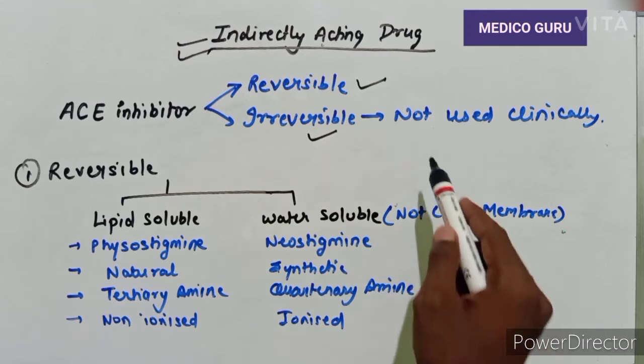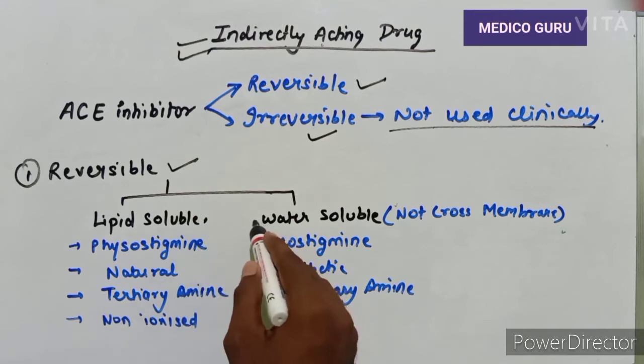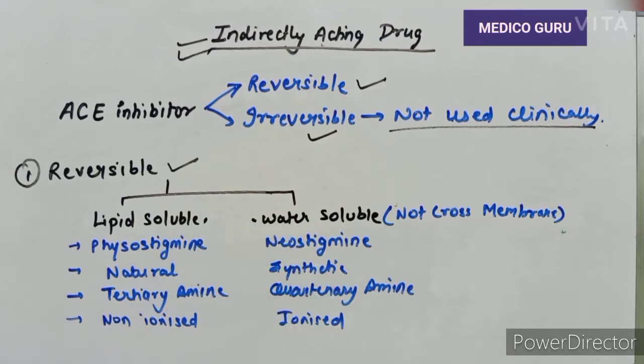Irreversible is not much used clinically, because we cannot irreversibly inhibit acetylcholinesterase. We inhibit acetylcholinesterase only for some time for treatment purposes. So irreversible is not clinically used. Now move to the reversible ones. Reversible ones are of two types, lipid soluble and water soluble.